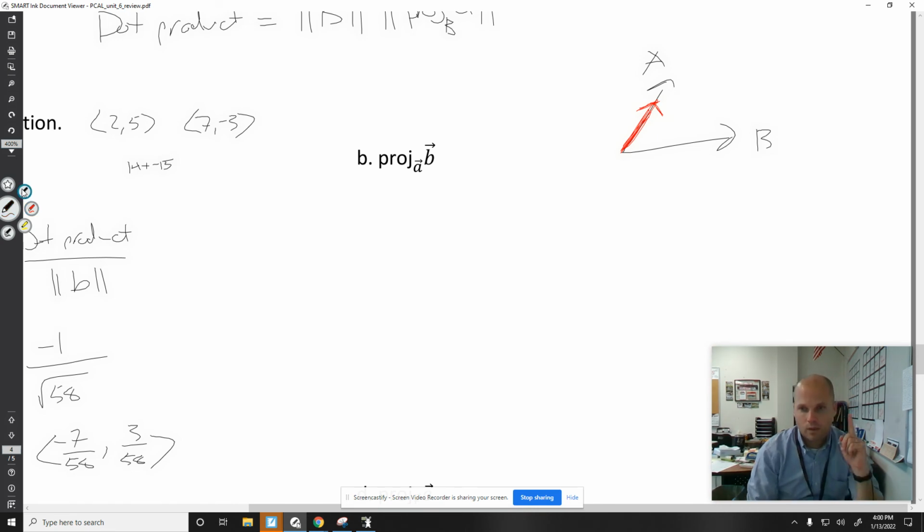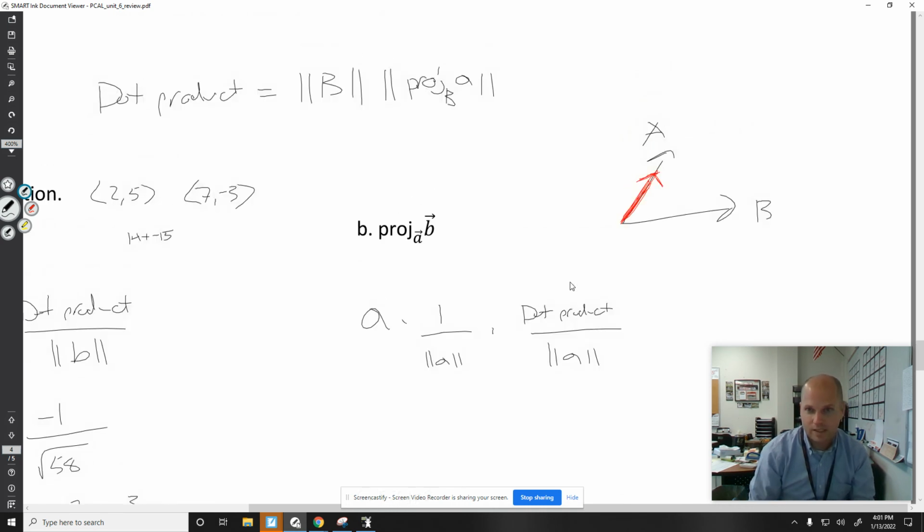But what do I got? A's vector at this length. Make it a unit vector. Multiply it by the projection's magnitude. Projection's magnitude is the dot product divided by the magnitude of A. It comes from A's magnitude times the projection of B onto A. If I want this magnitude, dot product divided by A.